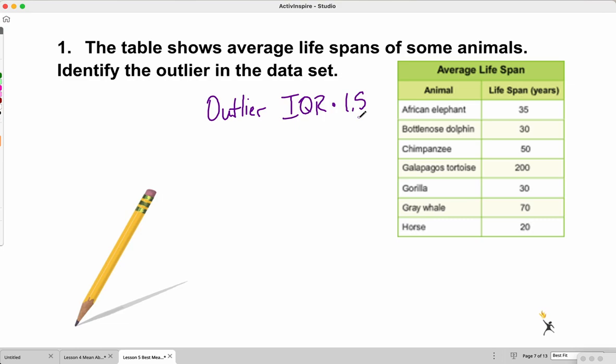So that changes a little bit. So first things first, I bet you can identify the outlier just by looking at it. You've probably figured out the Galapagos tortoise is the outlier, having a 200-year lifespan. But let's go ahead and prove it.